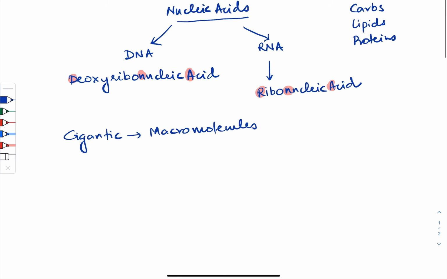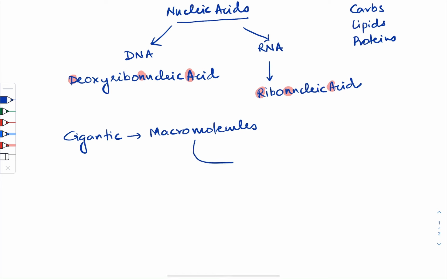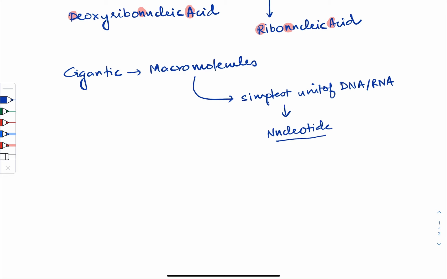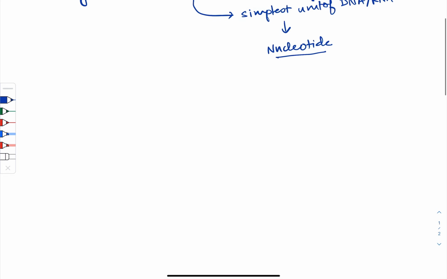Because they're macromolecules, in order to understand how they work, it makes sense to take a look at what's the simplest unit. The simplest unit of DNA or RNA is called a nucleotide. So that's the simplest unit, nucleotide. Let's dive into exactly what nucleotides are made up of.